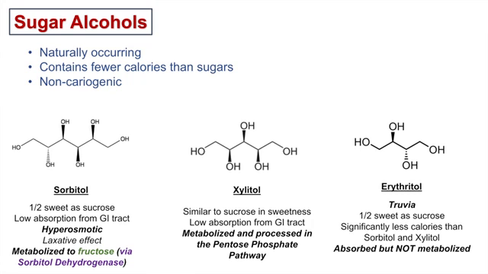So these are the sugar alcohols, and really the only difference between each of these sugar alcohols is the amount of carbons each one has. Sorbitol has 6 carbons, 1, 2, 3, 4, 5, 6. Xylitol has 5 carbons, 1, 2, 3, 4, 5. And erythritol has 4 carbons, 1, 2, 3, 4. So this is really the only difference between these sugar alcohols, and this can alter their absorption and metabolism accordingly.